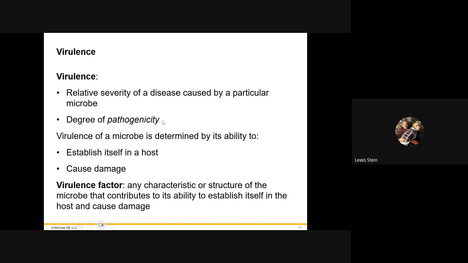So we measure the degree of pathogenicity as a matter of its virulence, nastiness index: how much it hurts you, how much damage it causes you, how easily it does it, how rapidly it does it, how difficult it is to treat. Those are all virulence factors. So, any characteristic or structure of the microbe that contributes to its ability to establish itself in the host and cause damage. How hard it is to find. What kind of little nuances does it do inside of you? All of those types of things.